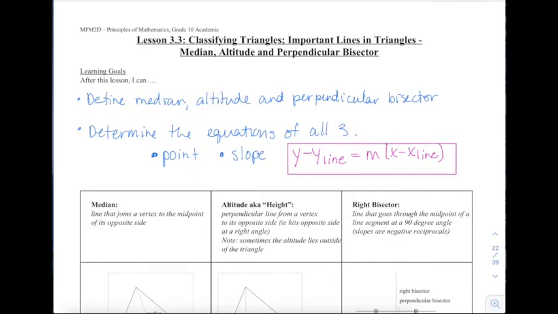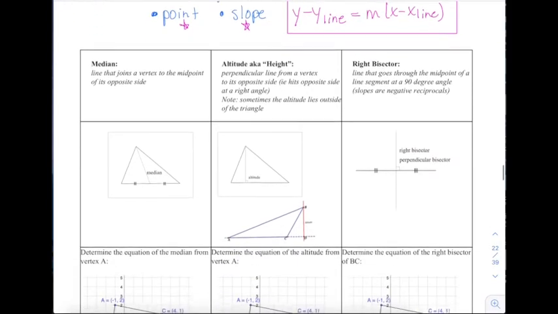Okay, so really stressing the fact here that the hard part is figuring out the point and the slope. So you need a conceptual understanding of median, altitude, and perpendicular bisector. Or memorize them, whatever, right? And what's nice is because this course is open book, you have this page that you can open and read, okay? So we're actually going to start with median.